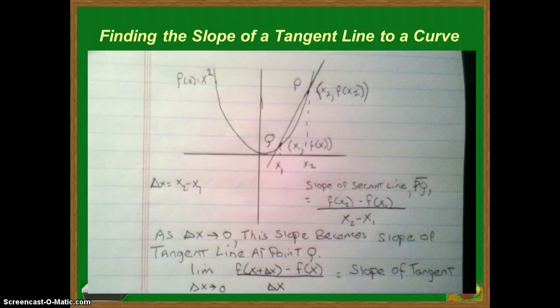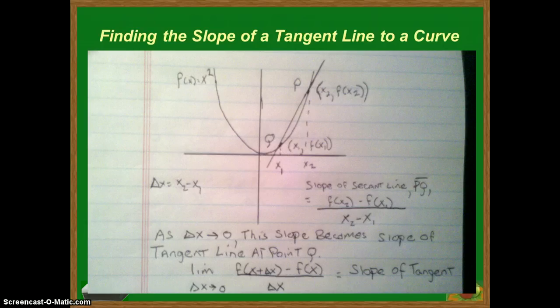Here's the sample problem. We have the graph of y equals x squared. I've drawn the two points P and Q. The corresponding coordinates would be x subscript 2, f of x subscript 2, and at Q it would be x1, f of x subscript 1. Notice I also have the x coordinates listed on the x-axis there. Delta x would be x2 minus x1. The slope of the secant line PQ can be expressed as f of x2 minus f of x1, with x2 minus x1 as the denominator.